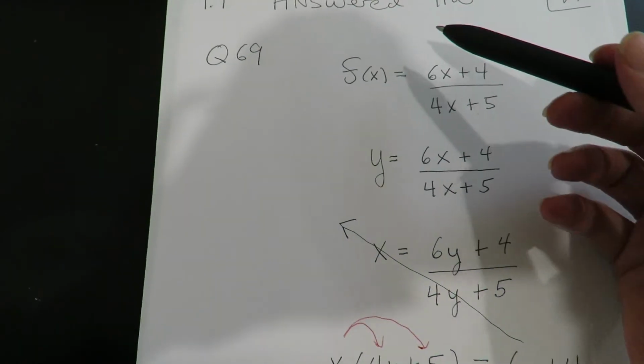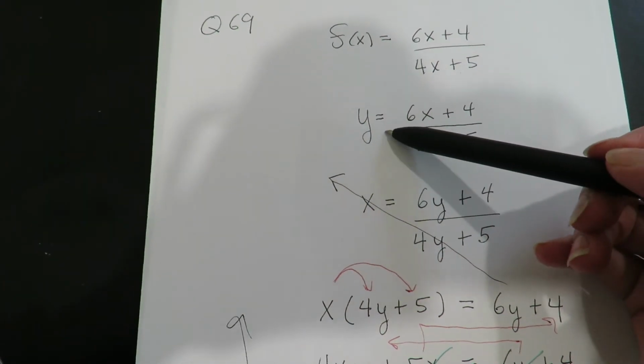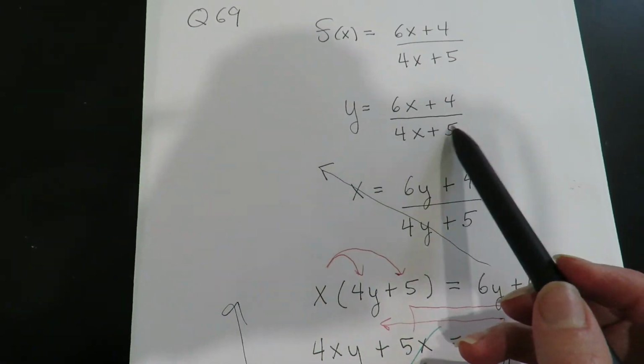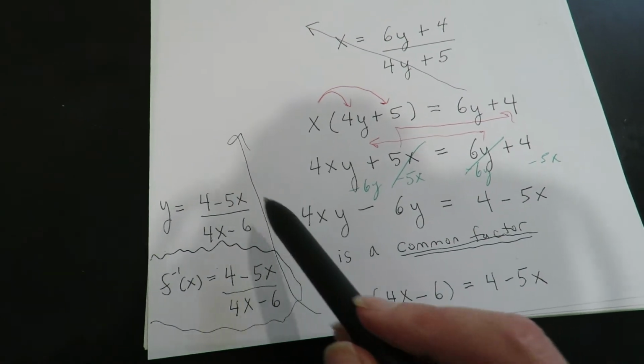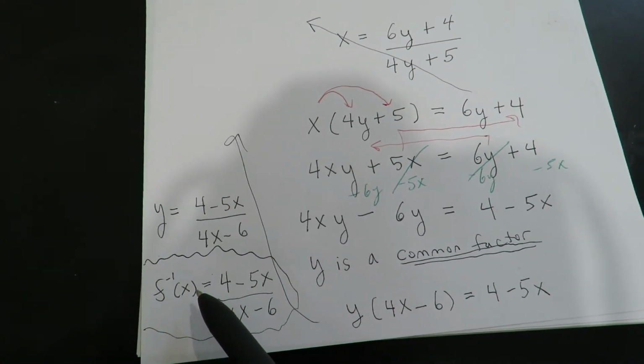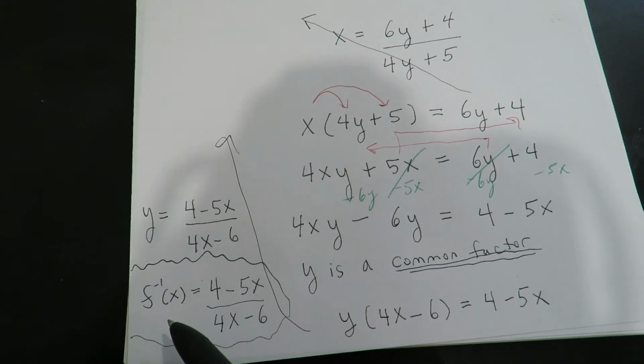Okay, gang, so I hope that helped. I'll just repeat it real quick if you need to hear it. So first step is to replace f with y. Then you swap x and y, then you solve for y, and then you label the inverse as the inverse. And remember, this is the notation for the inverse.